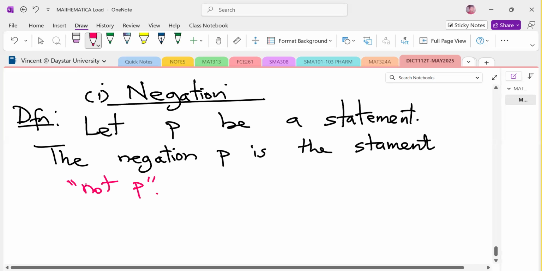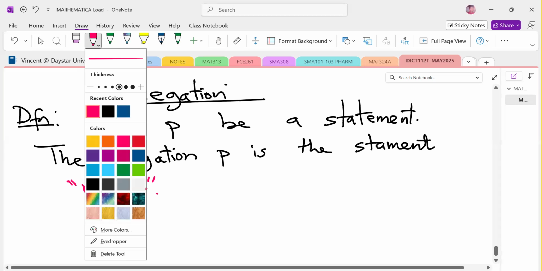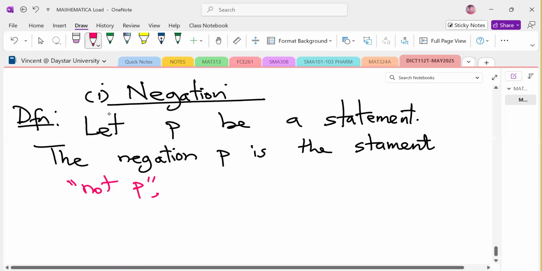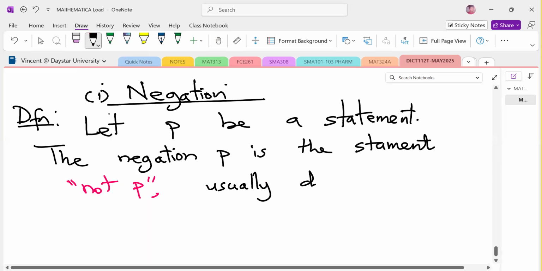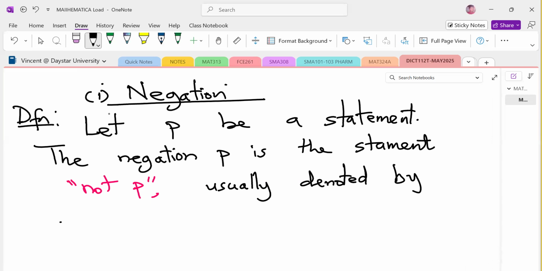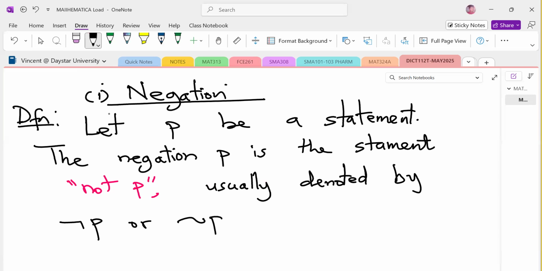That's simple as that. That's how we define the negation of P, usually denoted by, so we write this, or we write this, or we write a bar on top of P. So that is how we define negation of a statement P.